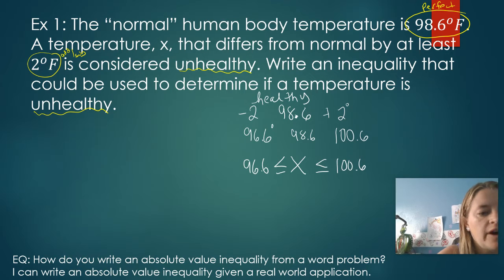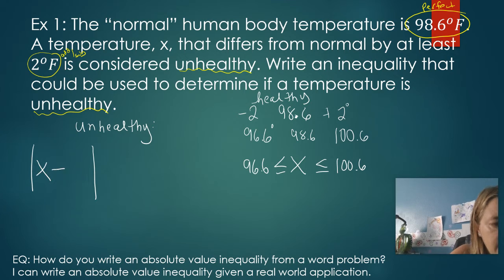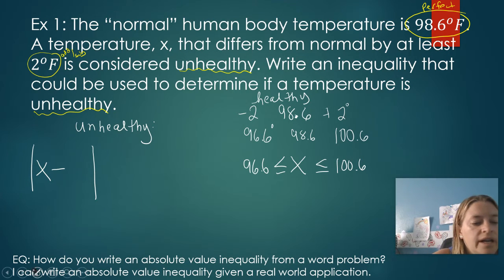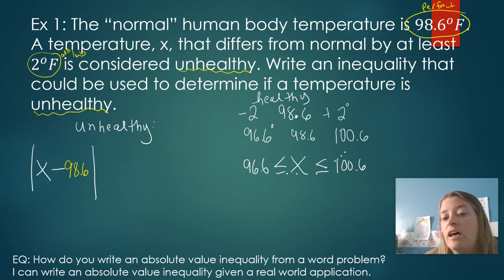So we're going to set up our absolute value. I'm going to write here, this is for unhealthy. Remember, this would be our range for healthy. We've got to make one for unhealthy. We're going to set it up: absolute value, x minus, and we're going to put in our perfect number, the one that is not going to change. We're going to take that and add to it or subtract from it. So we're going to put 98.6 right here. And then if it was an and problem, that would give us a healthy range.